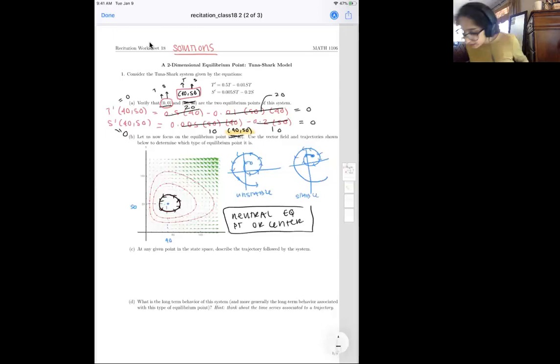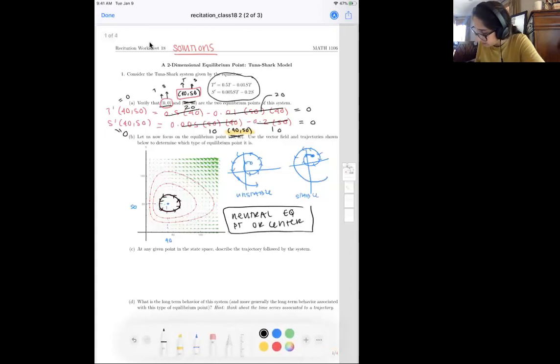All right, moving on to part C. At any given point in the state space, describe the trajectory followed by the system. All this question is asking us to do is to characterize the complete behavior produced by these change equations. And basically, we can characterize this because we found all the equilibrium points of the system.